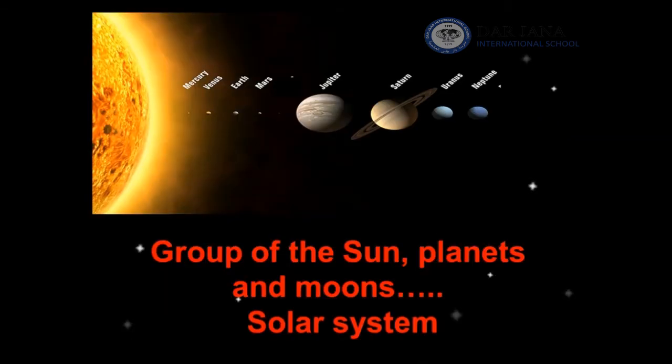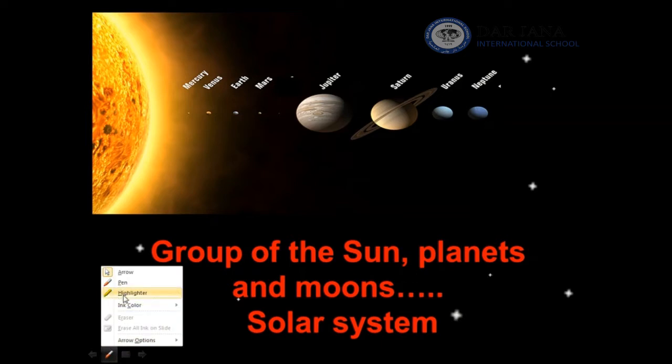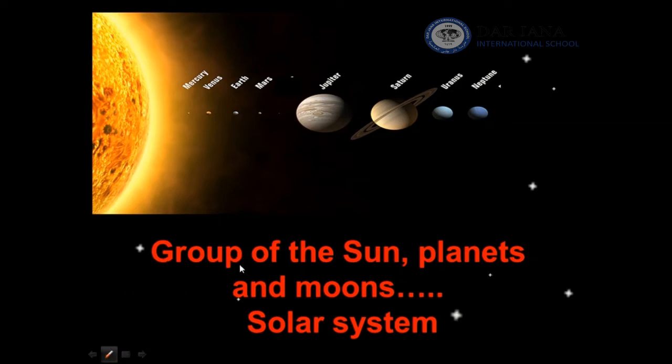First of all, this is a picture showing our solar system. As we all know, and we explained this previously, solar means the sun, and system means a group of things that are found together and work together.